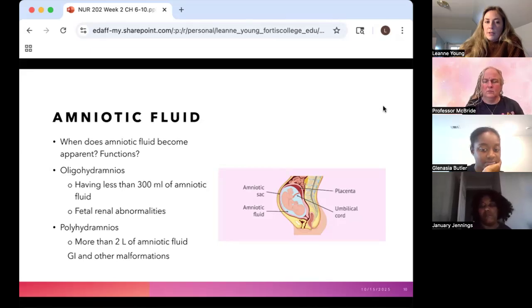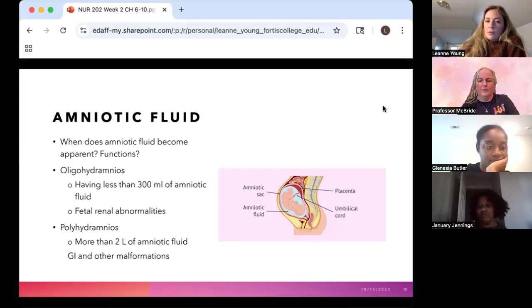So big functions of the amniotic fluid: it maintains your fetal body temperature. It is the source of oral fluid and repository for waste. It also assists in the maintenance of fluid and electrolyte homeostasis. And it also provides a cushion or a barrier for the infant from external trauma. And it is basically what allows appropriate fetal development, allows the baby to grow normally.